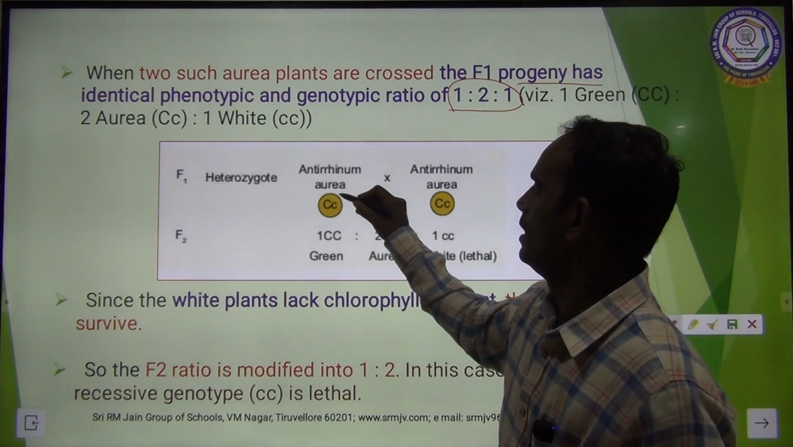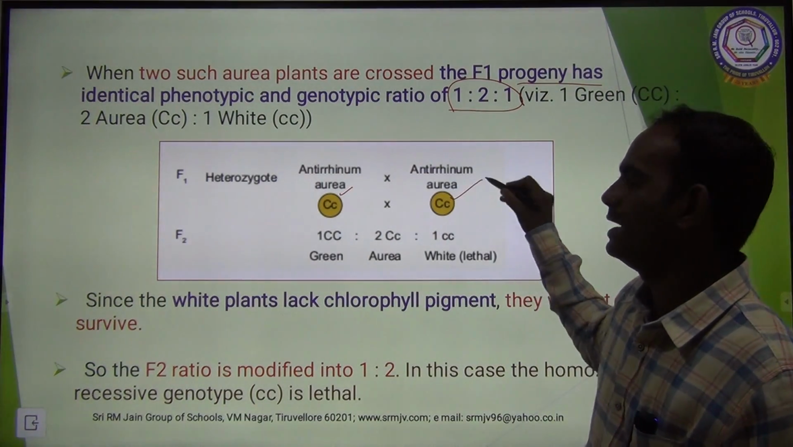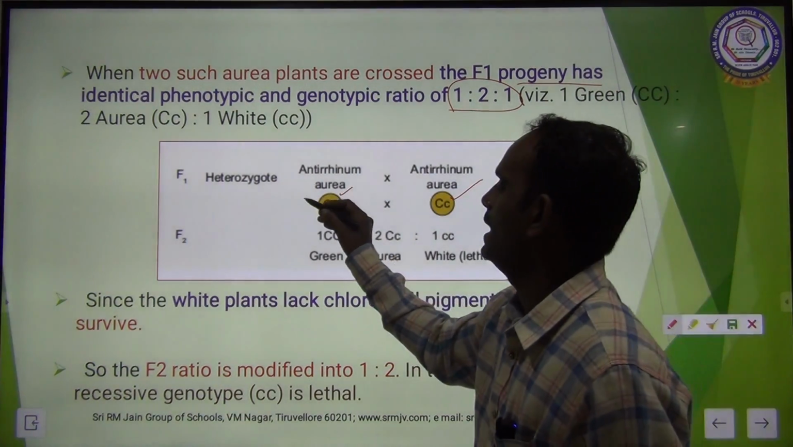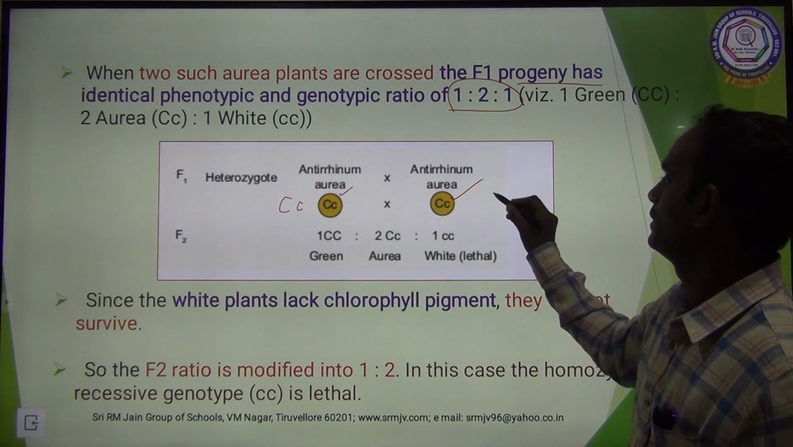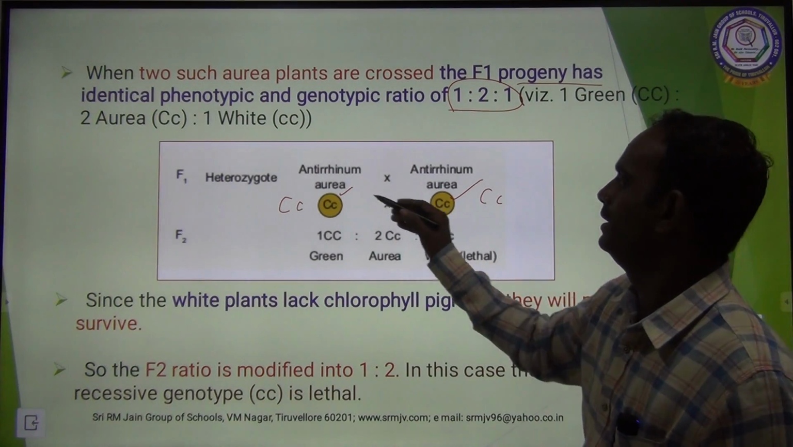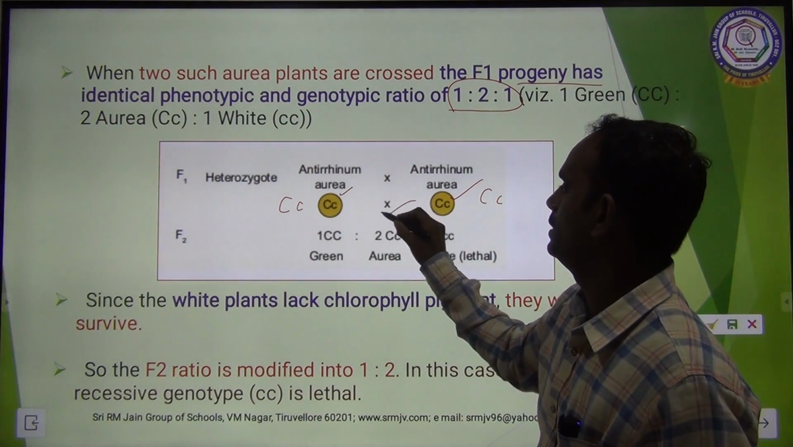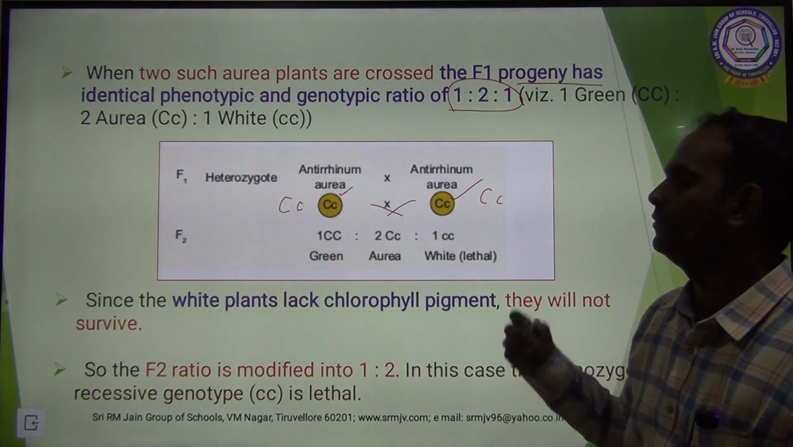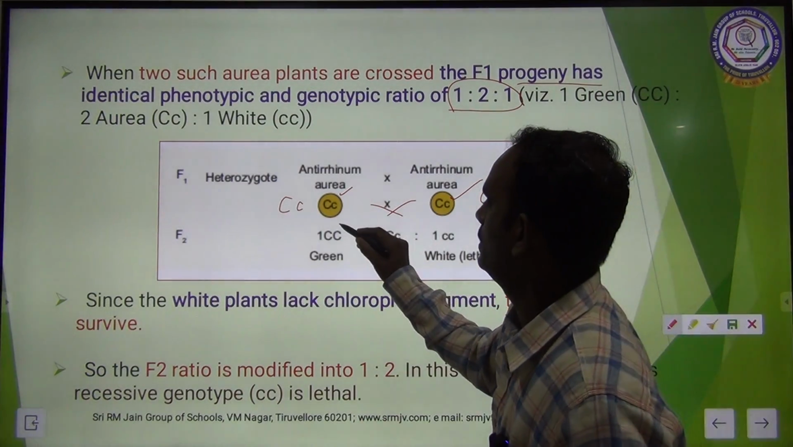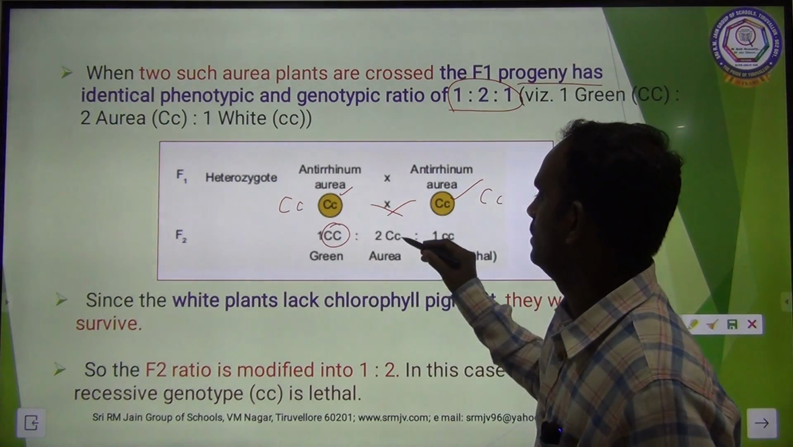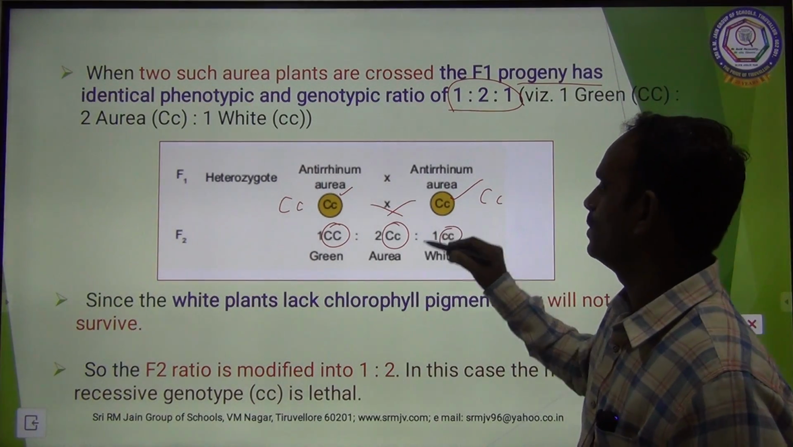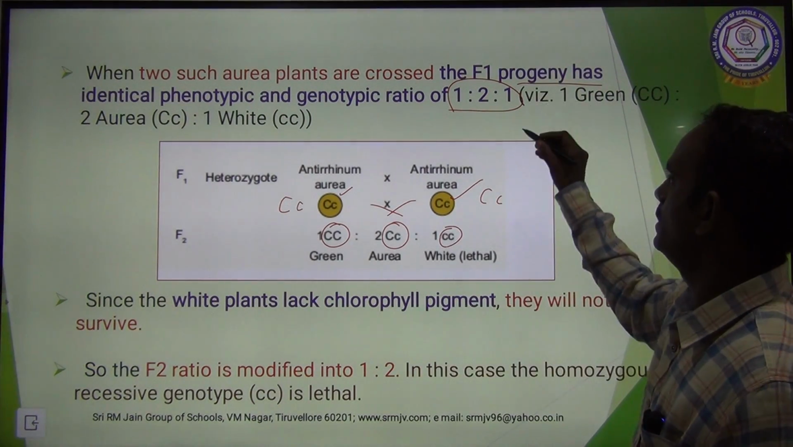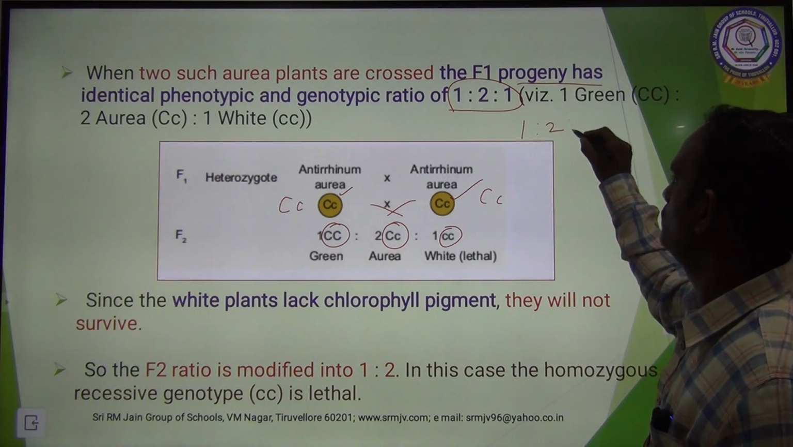See here, Arya plant 1 and Arya plant 2. The Arya plant has the genotype capital C, small c. Here also capital C, small c. In the F1 generation, these two are crossed. What will be the F2 generation? One capital C, capital C, two capital C, small c, and one small c, small c. They are obtained in the ratio of 1:2:1.